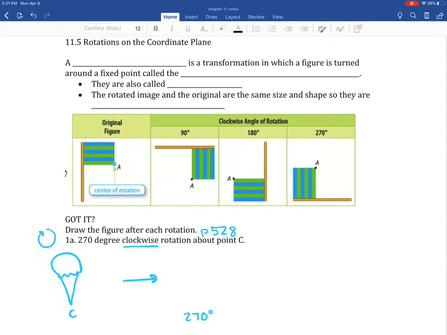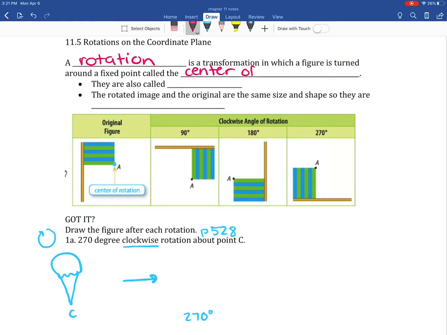Welcome to 11.5, rotations in the coordinate plane. A rotation is a transformation in which a figure is turned around a fixed point called the center of rotation. They are also called turns. The rotated image and the original are the same shape and the same size, so they are congruent.